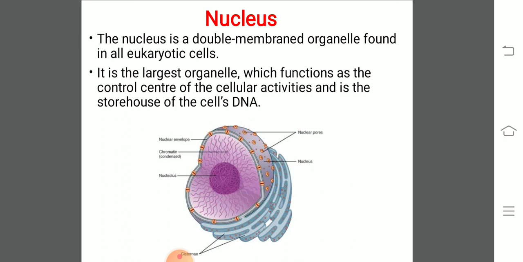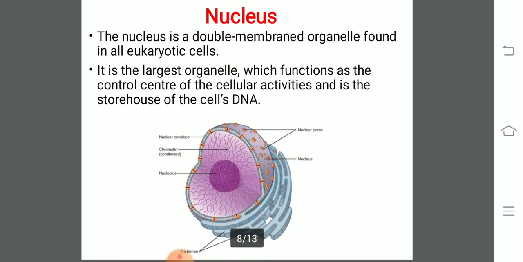Okay, so this is the nucleus. If you are observing at the center, the dark purple color shown, there is a what? Nucleolus is there. Okay, and here is the what? Nucleus. This is the total. This picture shows the structure of the nucleus present in both the plant cell and the animal cell.